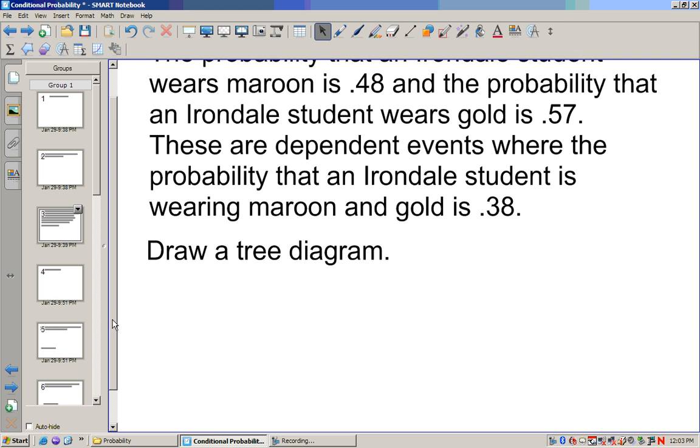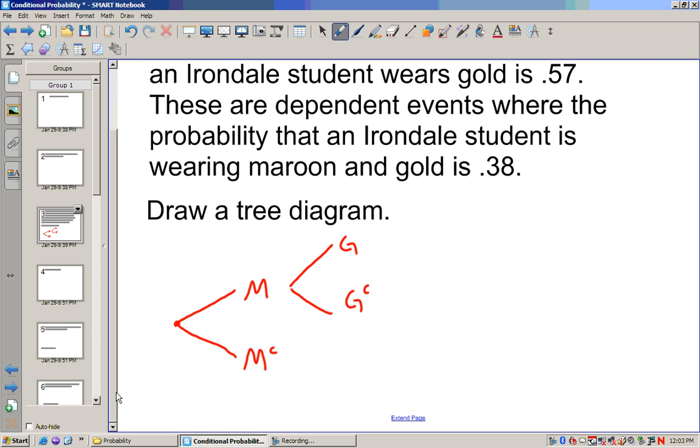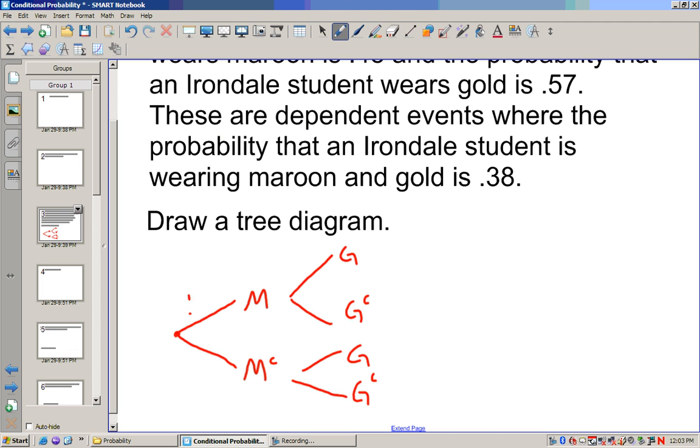So if I want to make a tree diagram out of this, there's a lot of people that love tree diagrams, and I like tree diagrams in some situations. So this is maroon, and let's say not maroon. And then we have gold, and then we have not gold. So the probability that we're maroon is 0.48. So the probability that they're not wearing maroon is 0.52.